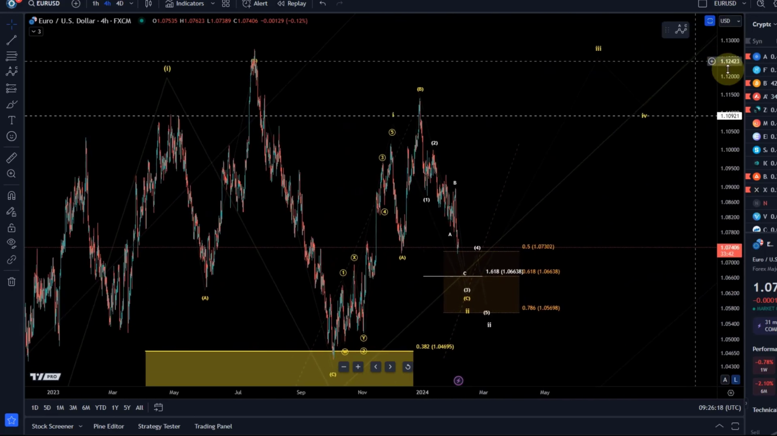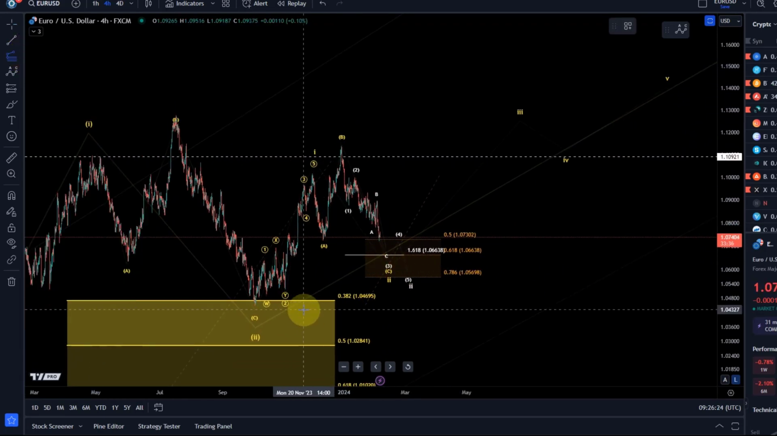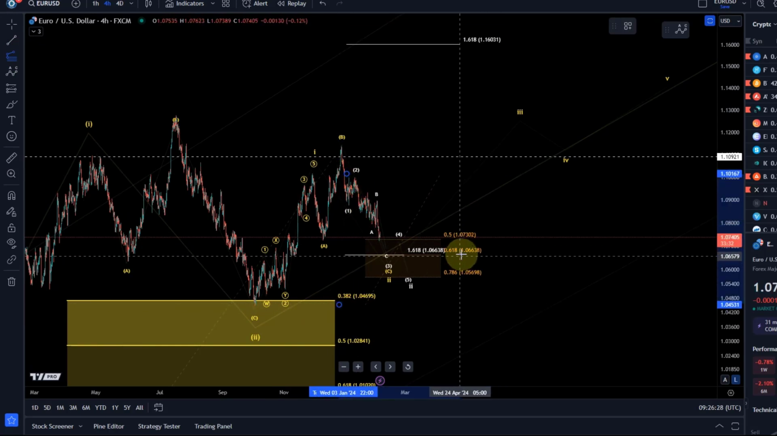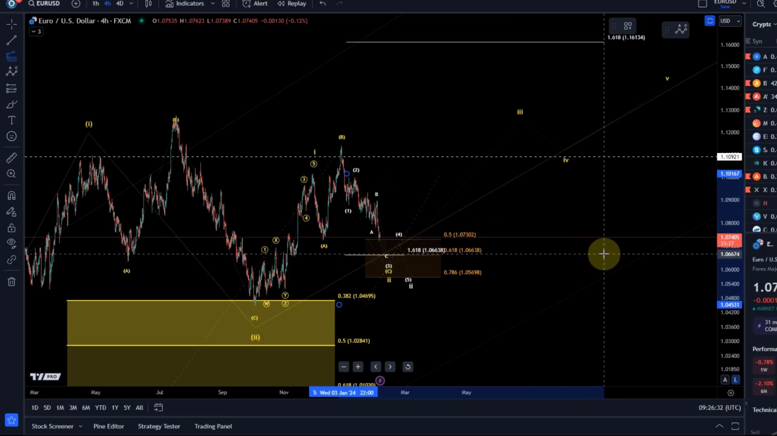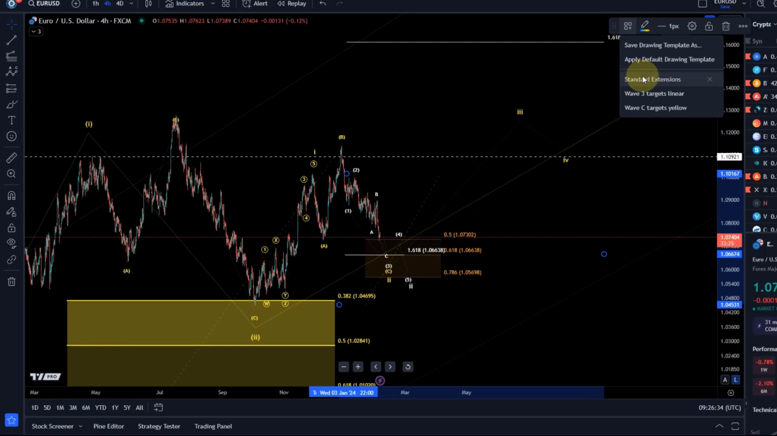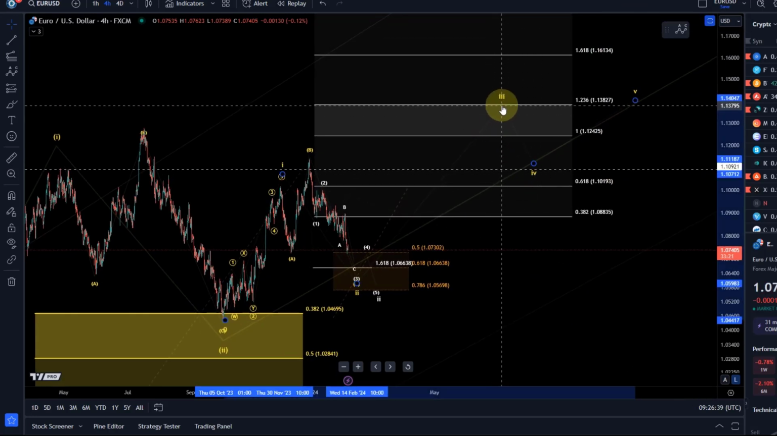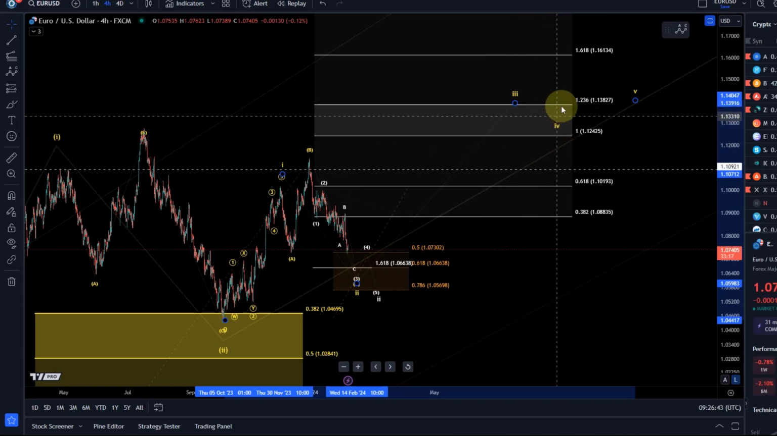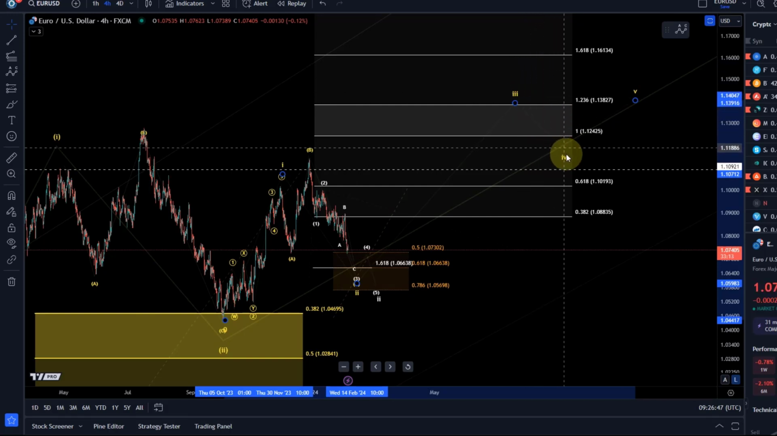Target for a third wave, I can really only calculate once the wave 2 has bottomed. But we can calculate the target based on the assumption that we're going to find support at $1.066 here. Then target for yellow wave 3 to the upside. Typically, I'd be looking at the 1.236 extension. That's $1.13. Yeah, that's $1.13, $1.14. Could also go a little higher, so extension's always possible.